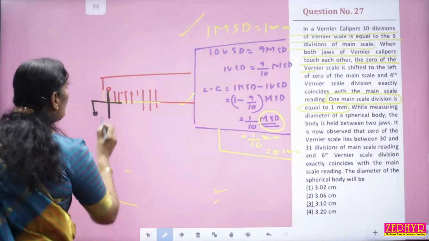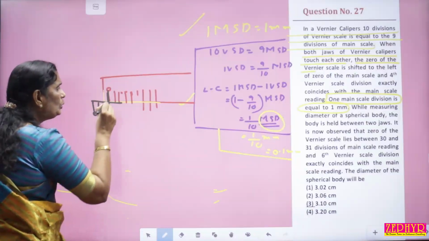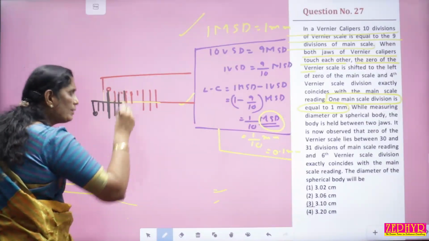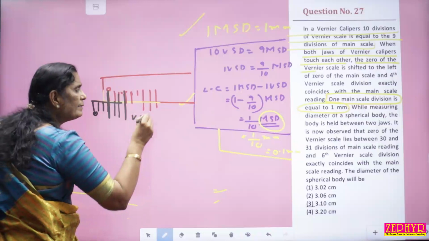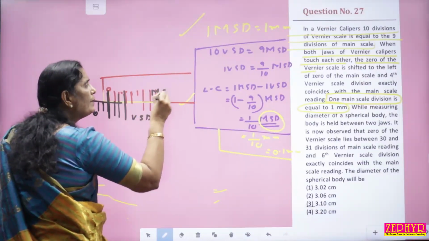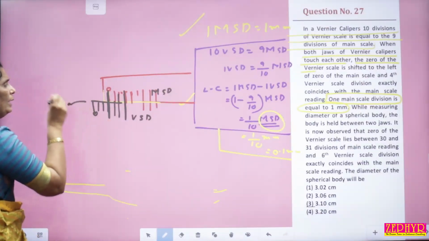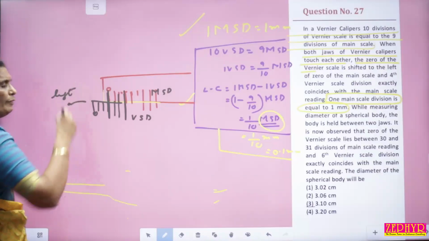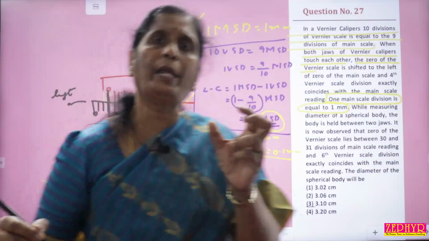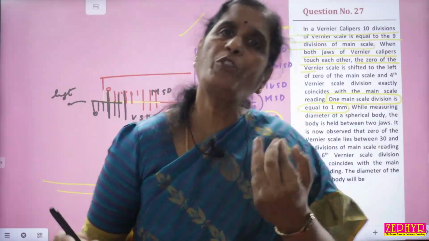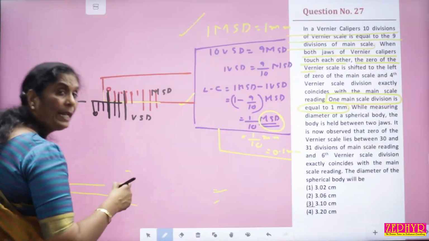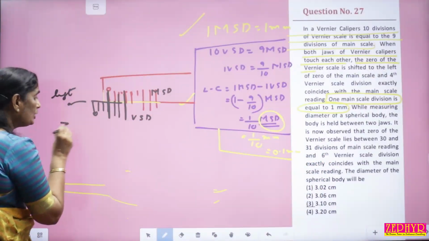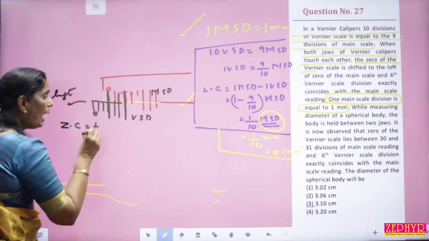Okay. So this is when 1, 2, 3, 4, 5, 6, like that. This is our VSD, and this is our MSD. So the zero is on the left side, and the measurement is less. So correction should be positive. Error will be negative. So I have to add. Correction should be positive, so I have to add.